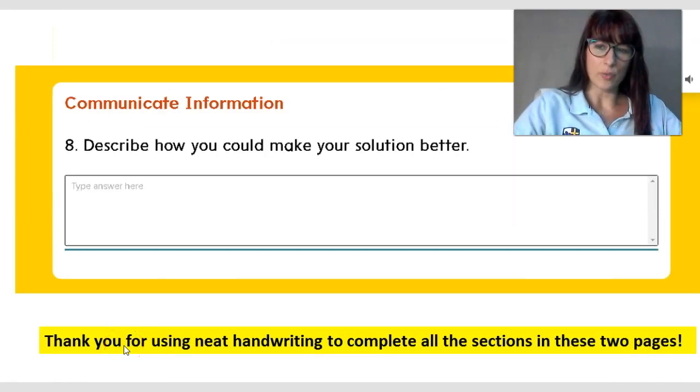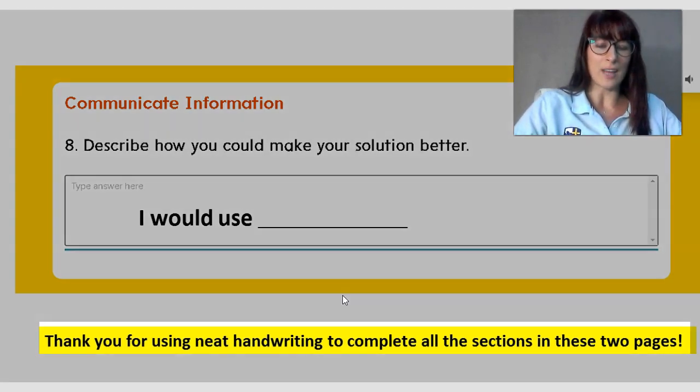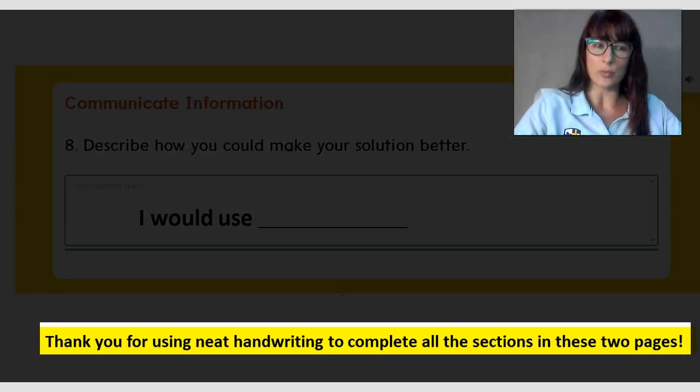And to finish this page, you will have to communicate one more piece of information, and that is to describe how you could make your solution better. As we know, sometimes we might have obstacles when we work on projects. Maybe you haven't had some materials on hand and you wish you would have had them. So here you would write what you would like to have and you didn't have. What materials would you use if you had them on hand? So just write "I would use," and you would write the materials that you would use if you had them. Now, thank you again for using neat handwriting to complete all the sections in these 2 pages.